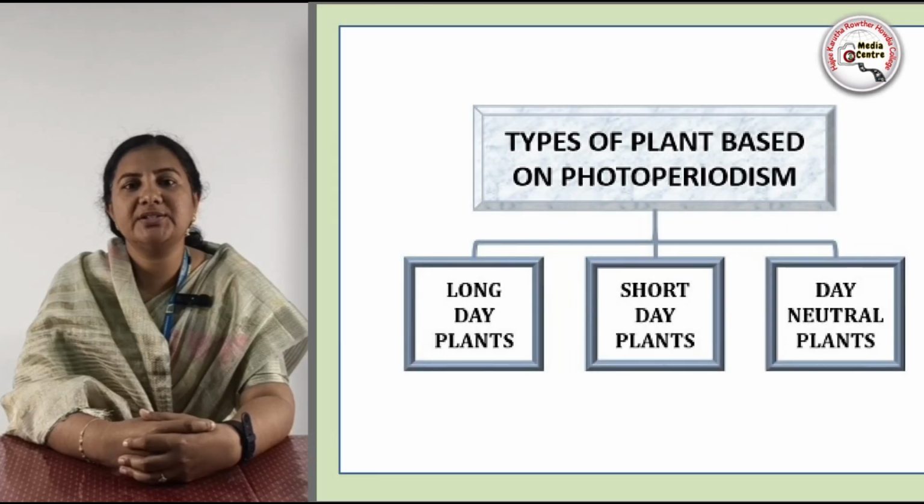Photoperiodism was first observed by the scientists Garner and Allard in the years 1920 and 22, in the Maryland Mammoth variety of tobacco as well as in the Biloxi variety of soybean. Depending upon this photoperiod, we can classify the plants into three types: short day plants, long day plants and day neutral plants. First we'll start with the short day plants.